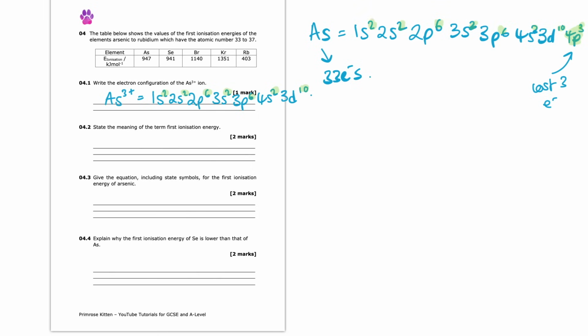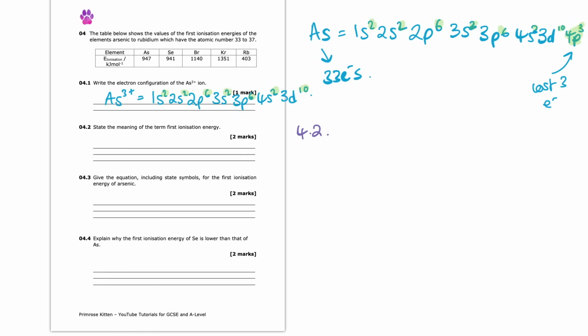Okay, so next we're asked to state the meaning of the term first ionisation energy. And this is a great definition to learn. It is really straightforward and it's a great rhythm to this definition. So 4.2. The definition of first ionisation energy is the energy required to remove 1 electron from each atom in 1 mole of gaseous atoms to form 1 mole of gaseous 1+ ions.